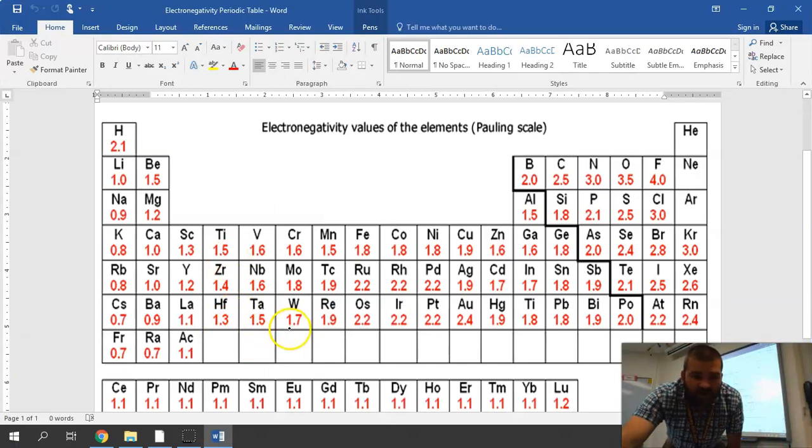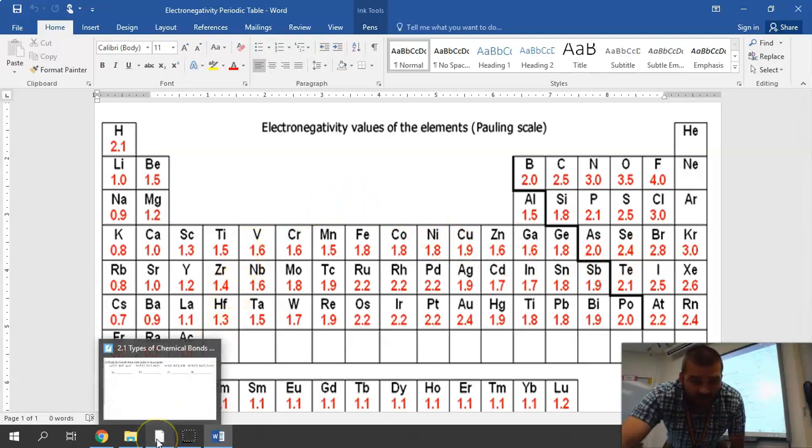This is what's known as an electronegativity periodic table. It looks just like the normal periodic table, but we have these red values in all of these boxes. We want to use this when we try the next problem. It's going to help immensely, okay? So please, if you have this, or if you can go to It's Learning and open this up, it'll help you a ton.